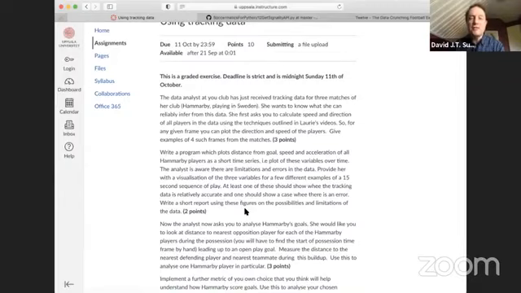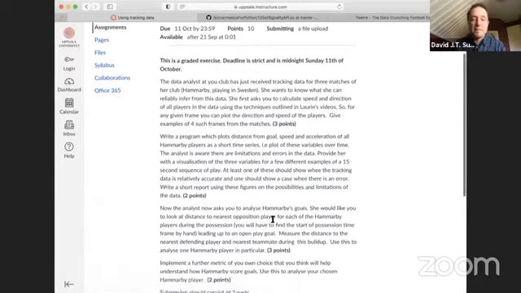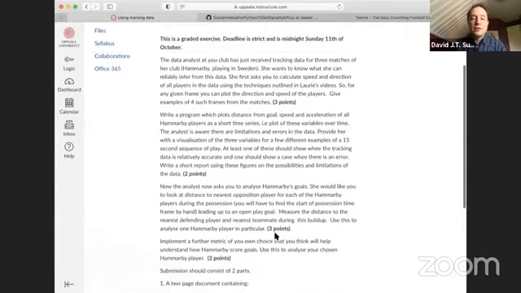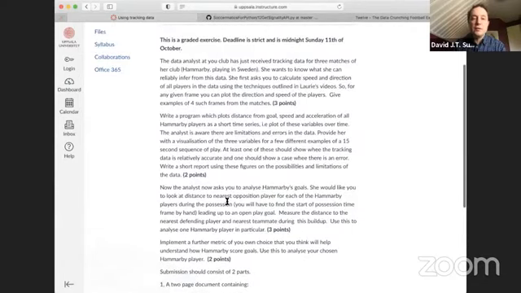And so you're basically going to be re-implementing the things that Laurie has done on Metrica data, but doing it on the Signality data. And then once you've done the basic things, I'd like you to write a program which plots distance from goal, speed and acceleration of all the Hammarby players as a short time series. I plot these variables over time.